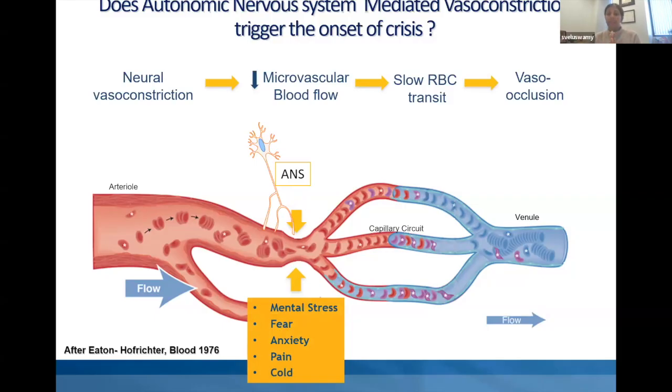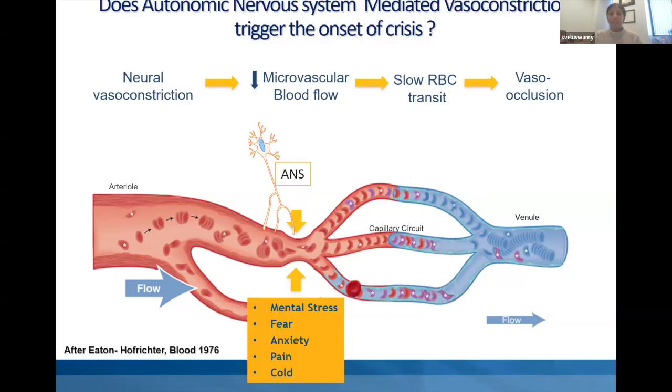So why would this matter? You would think this is the typical fight-or-flight response: when we're exposed to stressors, your sympathetic system gets activated, your heart rate can go up, your blood pressure can go up. So the sympathetic nervous system regulates that. But why would this matter in sickle cell disease?